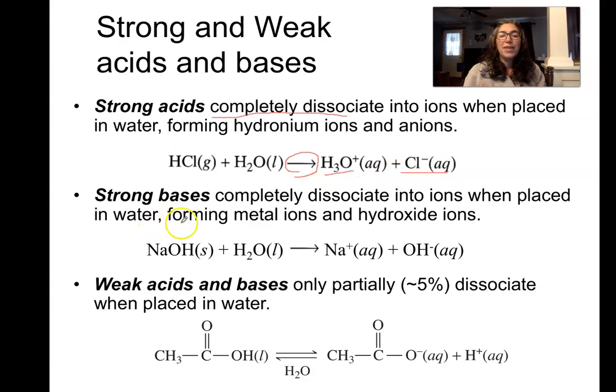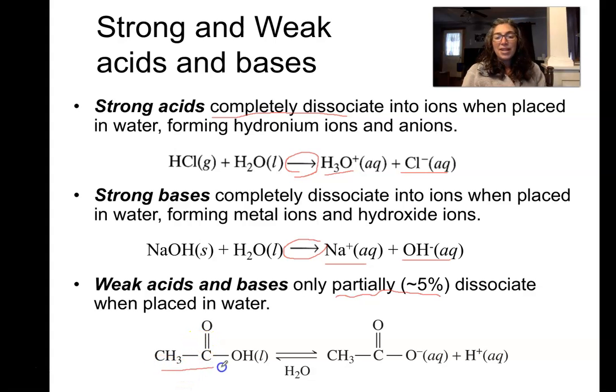Same thing with strong bases. They will completely dissociate. So sodium hydroxide is a strong base. It completely dissociates into sodium ions and hydroxide ions. Weak acids and bases only partially dissociate. And by partially, we mean really a very small percent, like usually less than 5% dissociation.